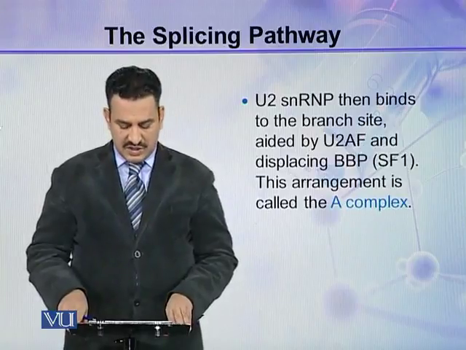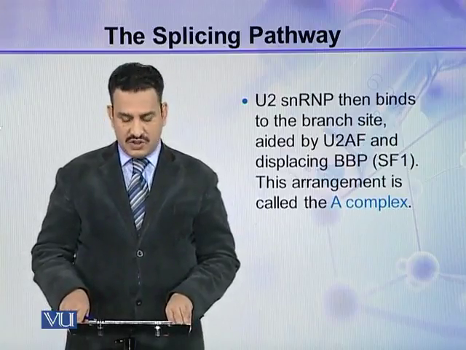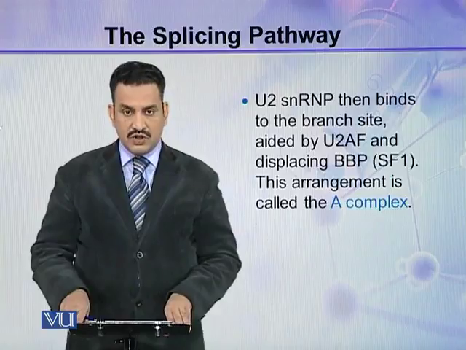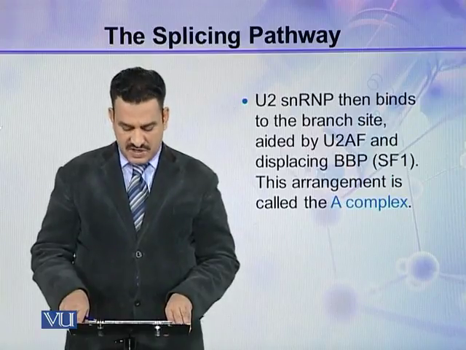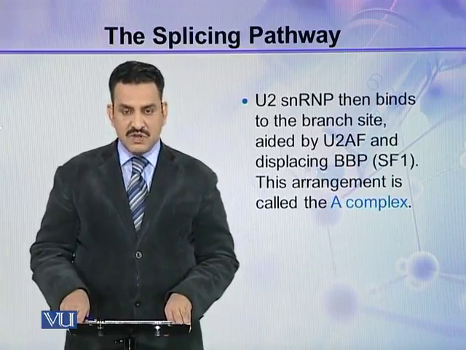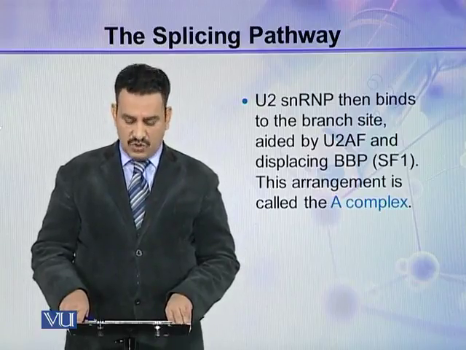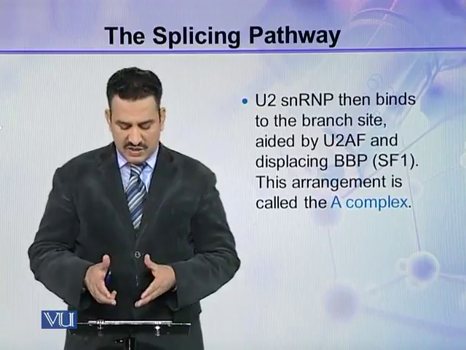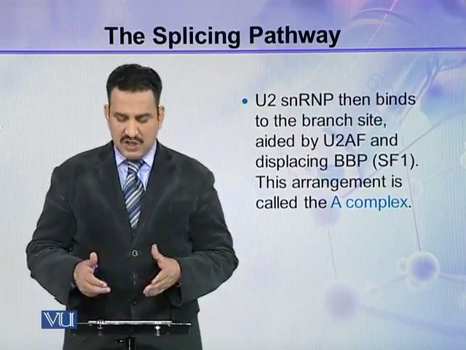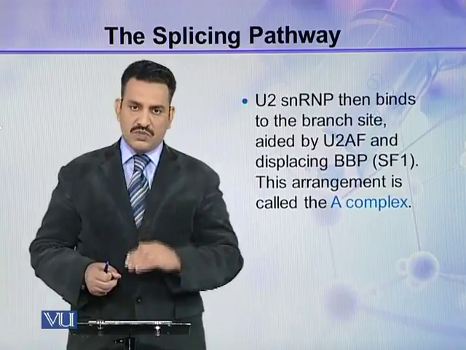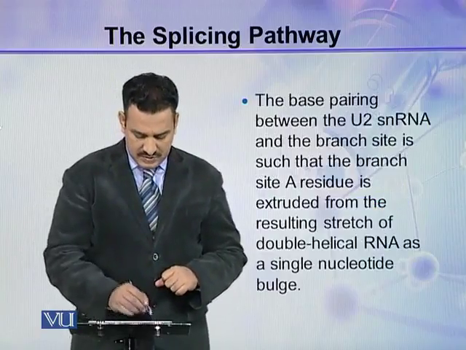U2 snRNP then binds to the branch site, aided by U2AF and displacing BBP. This arrangement is called the A complex. So by binding these new snRNPs, the E complex is transformed into the A complex.